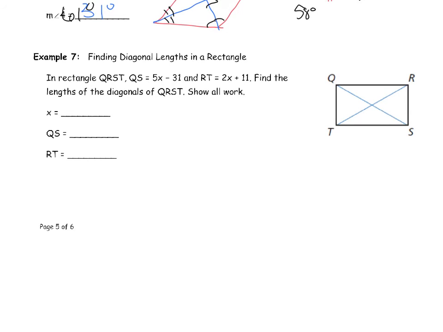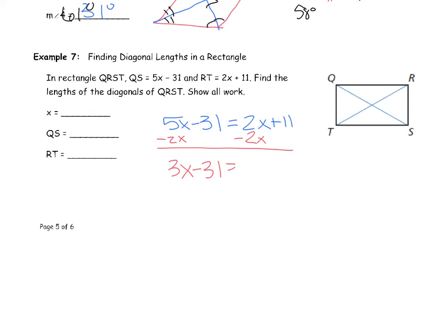To set up our equation, we would simply just have them equal to each other. So 5x minus 31 equals 2x plus 11. Now all I have to do is solve for x, plug it in to figure out what is the actual measure or length of the diagonal. So I'm going to subtract 2x from both sides.